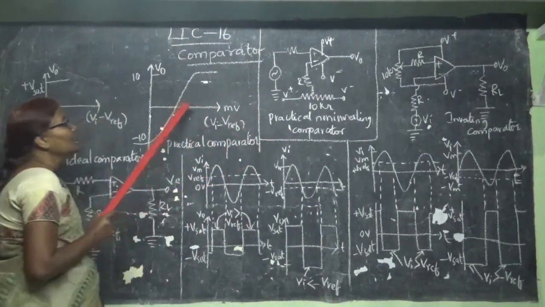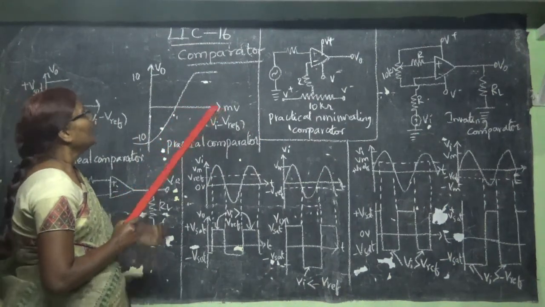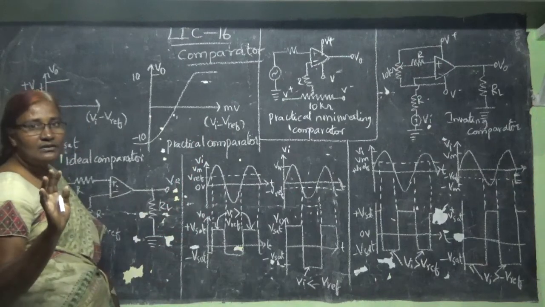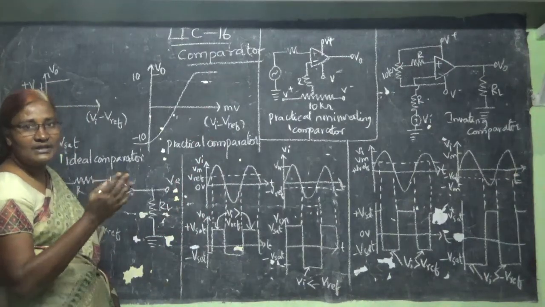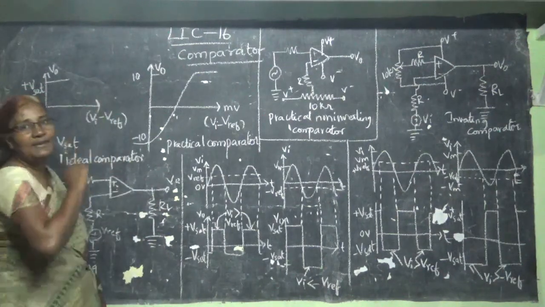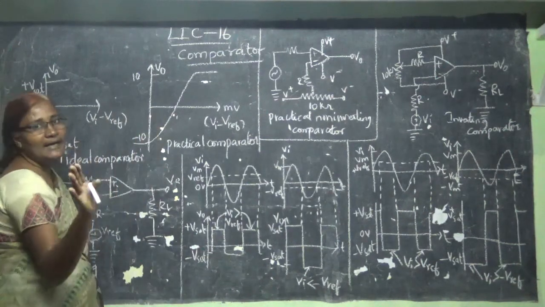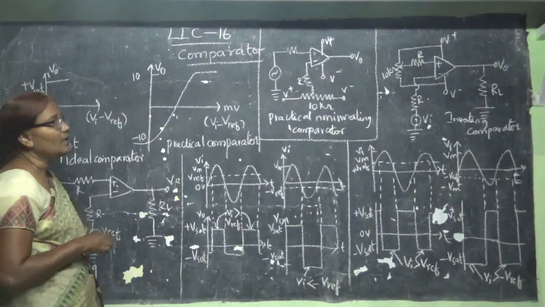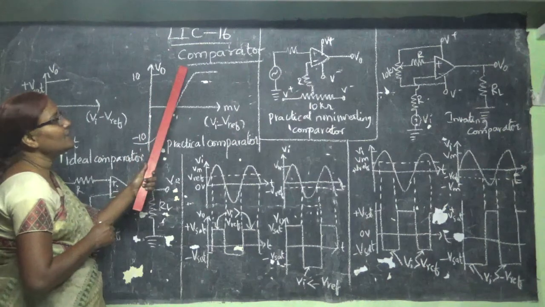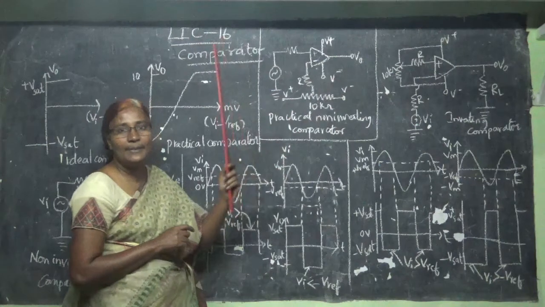And in which mode is this comparator going to be used? Generally, we have seen all the applications in the previous topics. We have seen the feedback amplifier configuration only. That means op-amp with feedback, negative feedback, we have seen. But here the comparator is a special application of the op-amp without feedback.